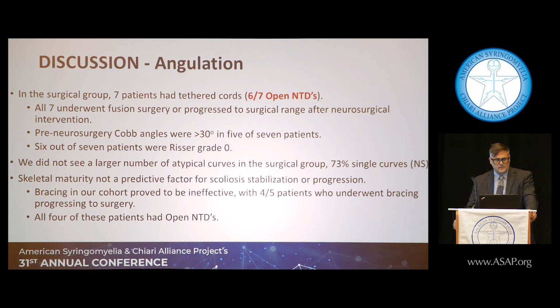And I basically am not talking about the risk or grade in this talk. We did not see a large number of atypical curves, as I had said before. We felt that skeletal maturity was not a predictive factor for the stabilization or the progression of scoliosis. In those patients that ended up needing a fusion, bracing didn't work as an alternative. Bracing was attempted as the curvature progressed, but didn't really answer the question, with 4 of 5 patients that had bracing still progressing to surgery. All 4 of those patients had open neural tube defects.